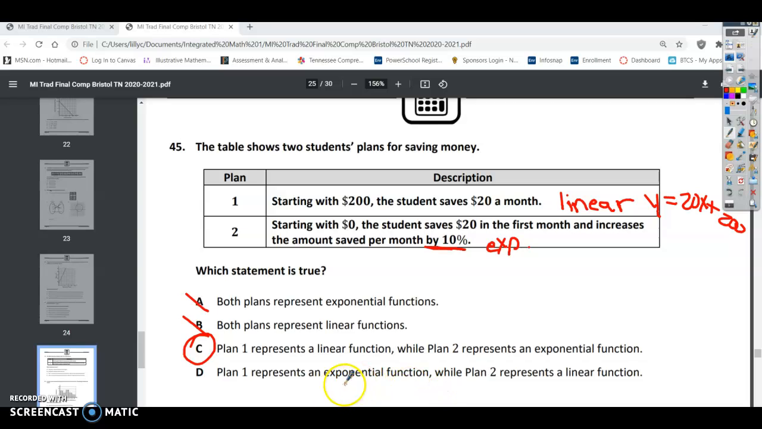The last one says the reverse. Plan 1 is exponential, which it's not, and Plan 2 is linear. Alright, so if they save $20 the first month, we could just kind of write $20, and then we're going to have an increase, so it's going to be 1 plus that 10% for however much amount of time it goes. So this one would be exponential. So C is the correct answer for number 45.